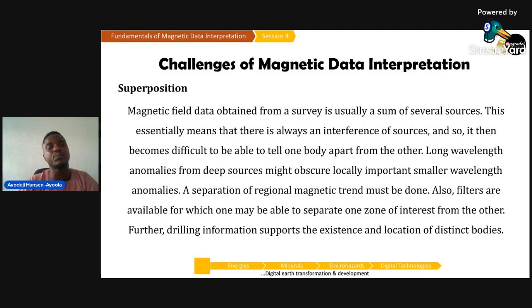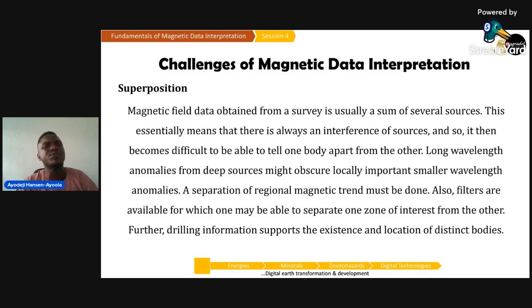So moving on to the next point, one of the other challenges that one might have while interpreting the magnetic data is the problem of superposition. So this is just about understanding the magnetic data, really. What this suggests is that when you take a magnetic reading at a point, what you have is a combination of many sources. This is the way potential fields generally behave. So when you collect the data at a point, what you are dealing with is a sum of several sources. So there is usually always an interference of sources. It may then become difficult to be able to tell one body apart from the other.